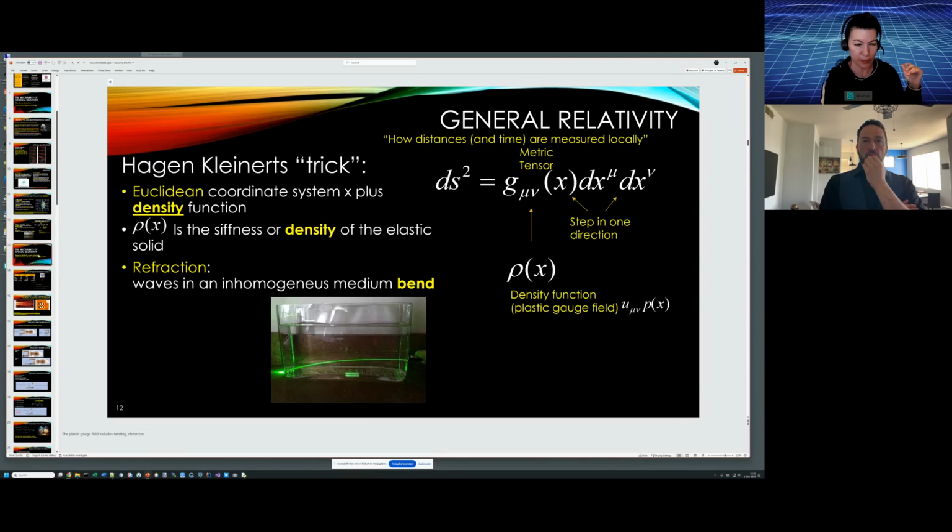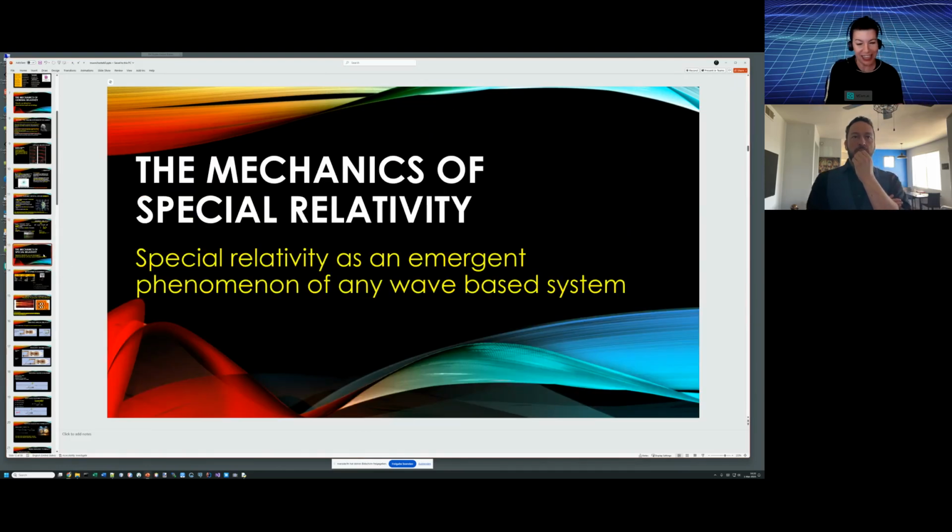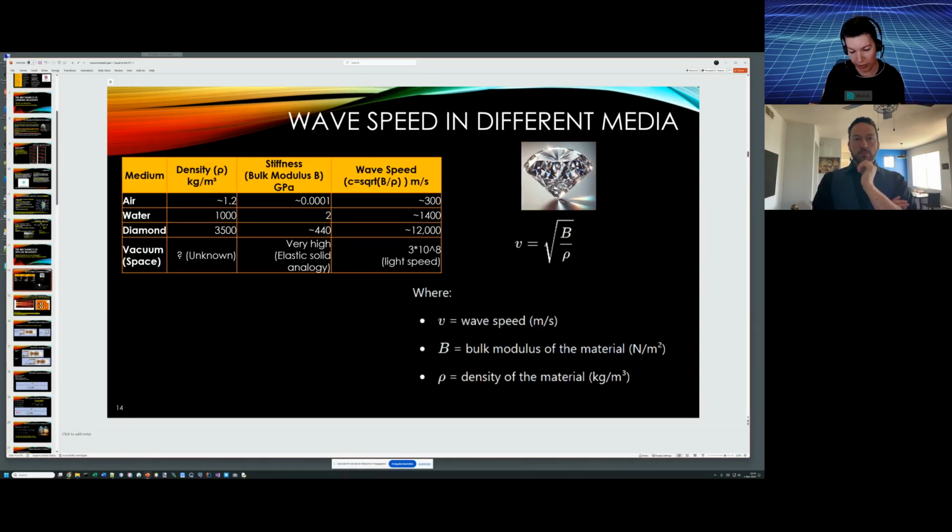The question is, how do we explain special relativity? Another important piece. What I want to show is that special relativity is an emergent phenomenon of any wave-based system. Any system that's composed purely of waves will have the same outcome, the same mathematics. And it's so simple, I really swear, even a first grader would understand. The only thing you have to know is that the speed of a wave is normally constant in a medium, assuming same pressure, same density.